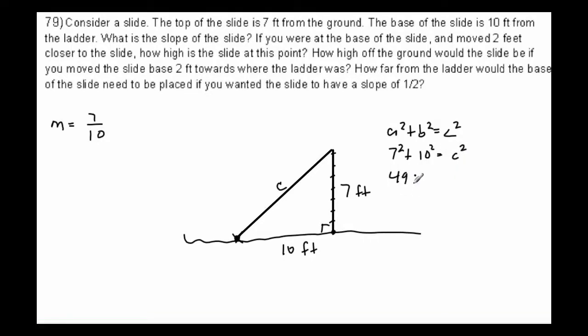So 49 plus 100 equals c squared. So that's 149 equals c squared. We do the opposite of squaring, which is square root. They cancel, so c is going to be the square root of 149, which I know is between 144 and 169. So that's going to be between 12 and 13.